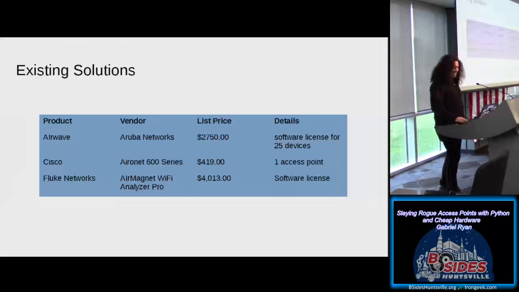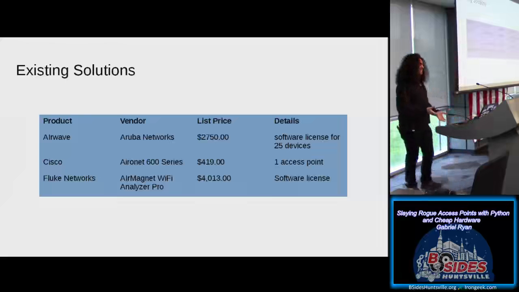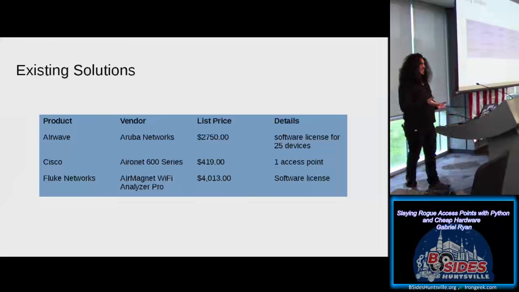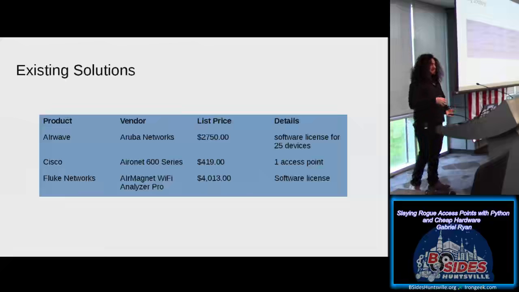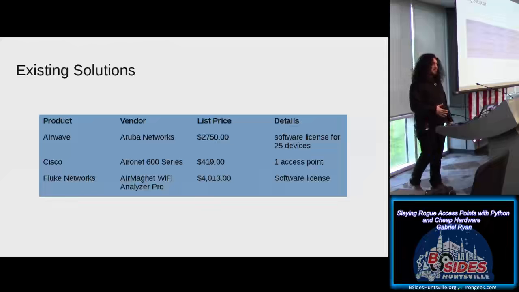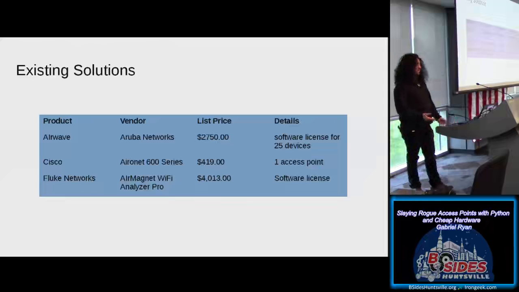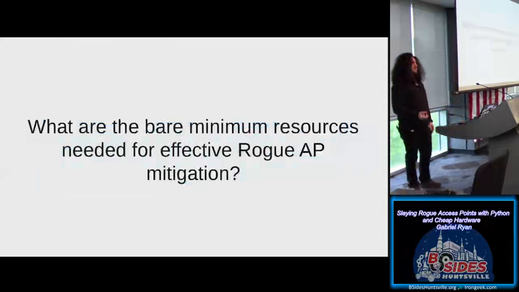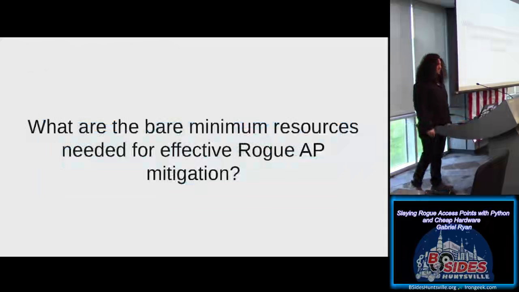What he said. So, yeah, that's cool, but you can understand that a network admin on a budget, someone just trying to set up an enterprise network who doesn't have unlimited funds, will find that rogue AP protection is the last thing on their list because it's expensive, and there is arguably stuff that's more important. But we should ask ourselves, what are the bare minimum resources necessary for effective rogue AP mitigation?